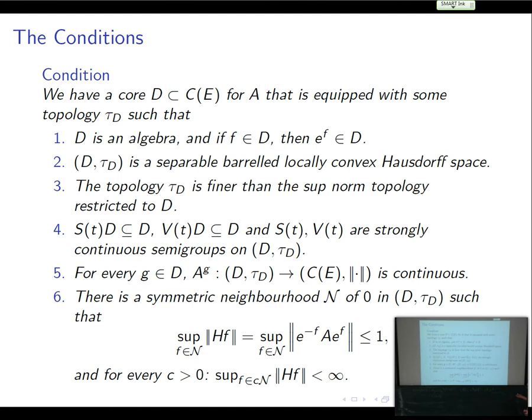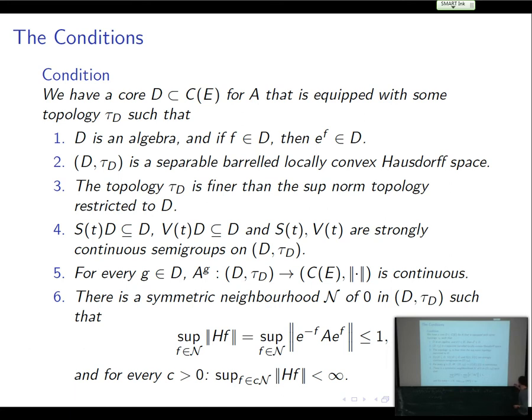So the first thing I want to be able to do is to actually write this down. I need to be able to do this on my core D. So if I want to be able to evaluate A on e to the power G times F, I need to make sure that e to the power G, if G is in my domain, is in my domain, and if I multiply it with a function F in my domain, I also want this to be in the domain. So that's the first property.